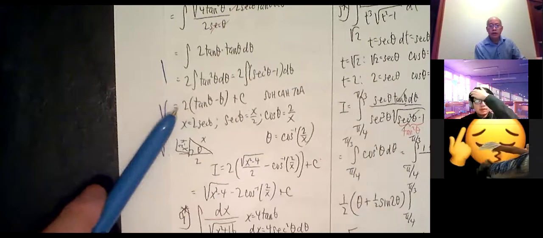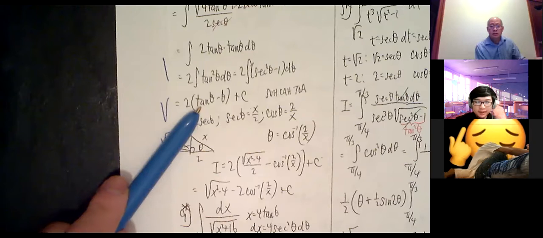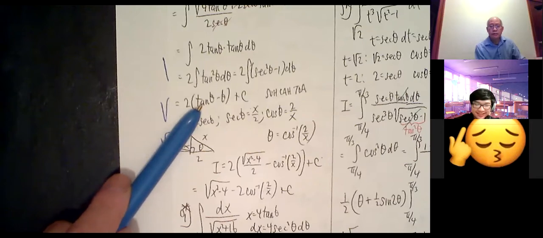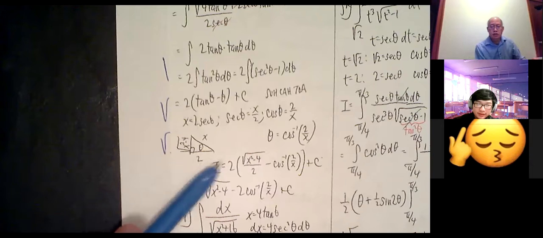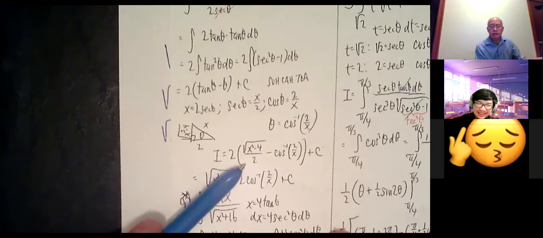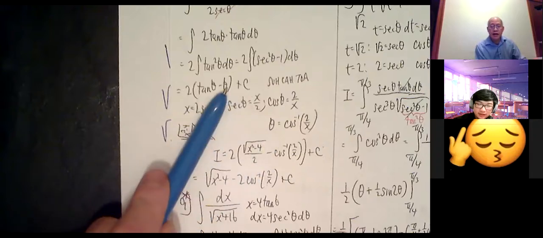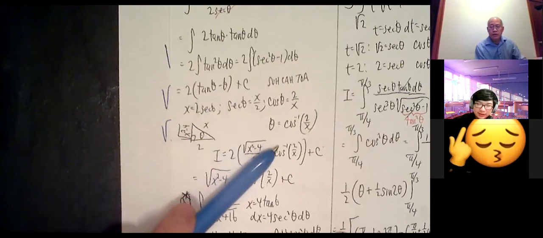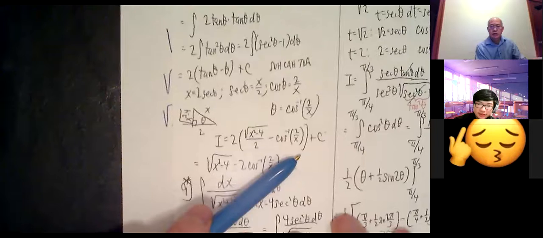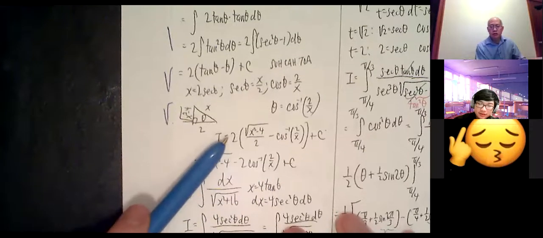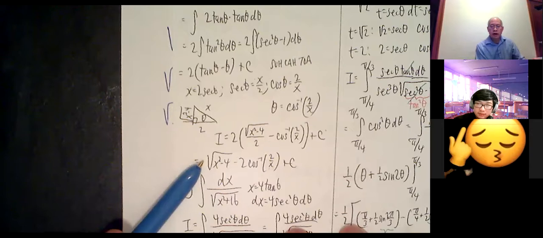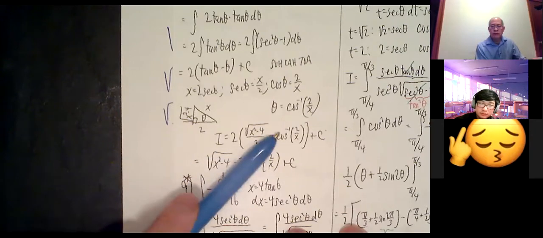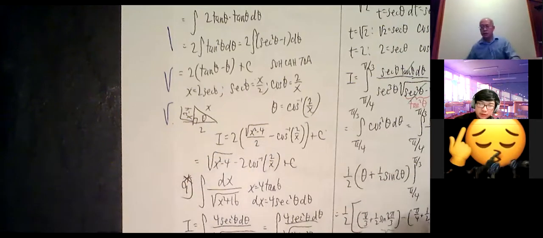All right, so I'm ready. 2 times tan theta. So tan is what divided by what? It's opposite over adjacent. So 2 times radical x squared minus 4 divided by 2, minus theta. Theta we now know is inverse cosine of 2 over x, plus c. Okay, so that's basically it. I distribute it because these cancel out. So 2 times this, that cancels out. So final answer: radical x squared minus 4 minus 2 inverse cosine of 2 over x plus c. Final answer.